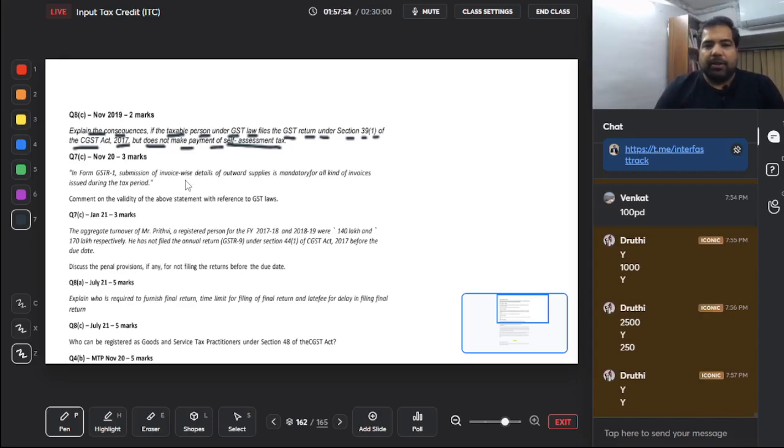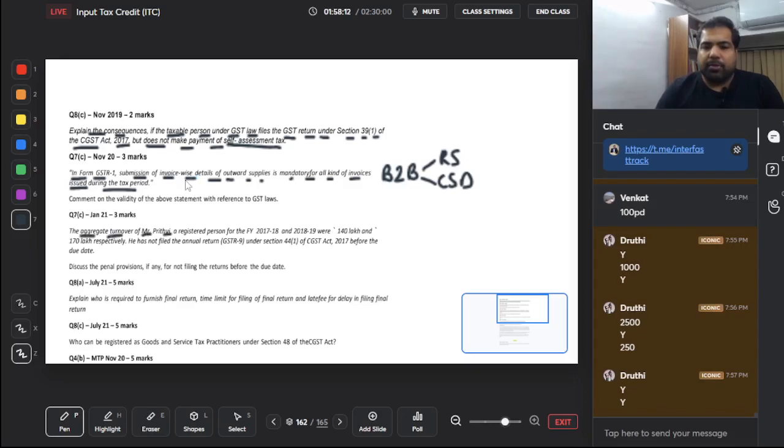And this one, in Form GSTR 1, submission of invoice-wise details of outward supplies is mandatory for all kinds of invoices. No, only for B2B invoices to regular scheme people as well as to composition scheme dealers.